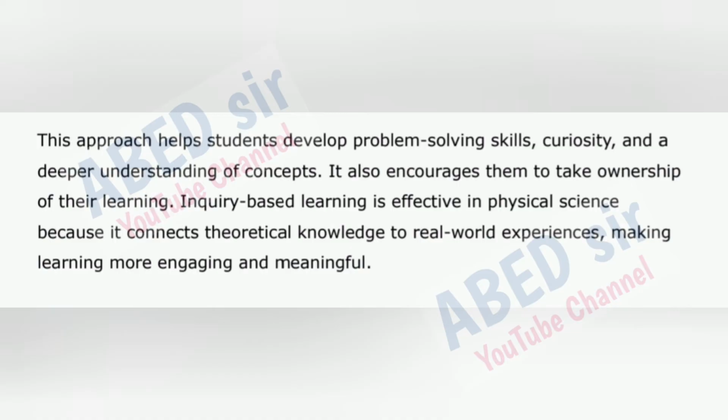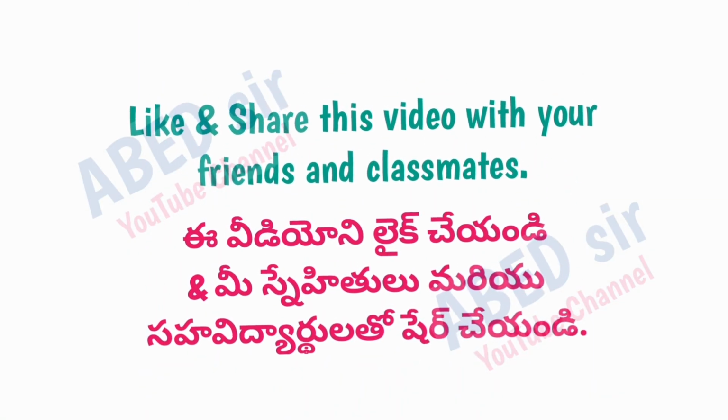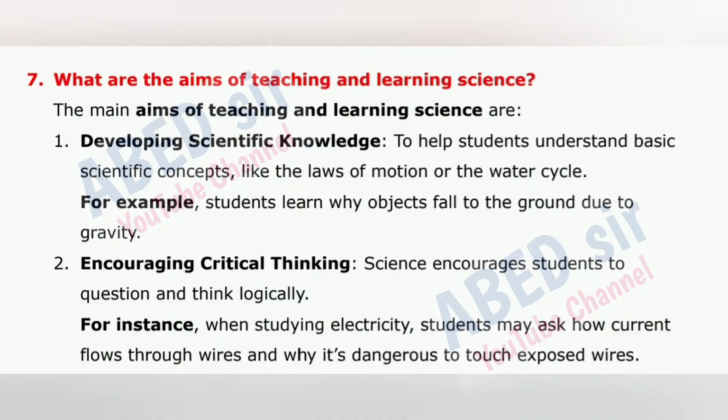Next important short question is: 7. What are the aims of teaching and learning science? The main aims of teaching and learning science are: 1. Developing scientific knowledge, to help students understand basic scientific concepts like the laws of motion or the water cycle. For example, students learn why objects fall to the ground due to gravity.